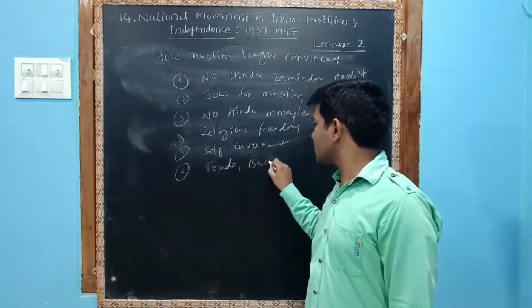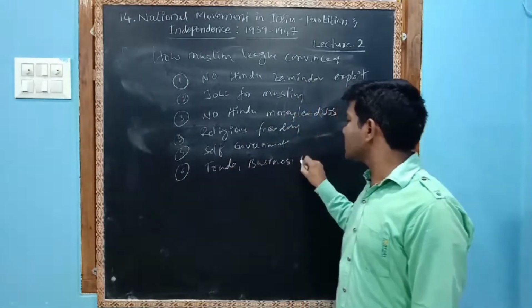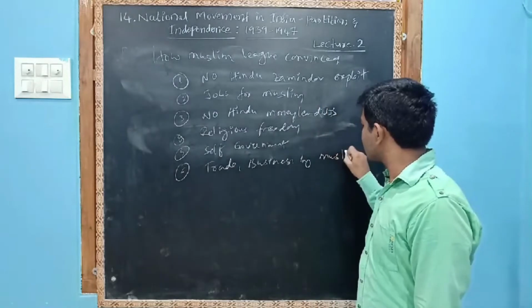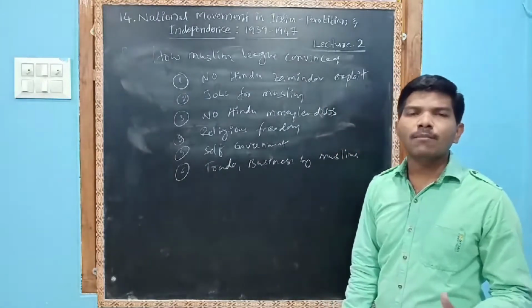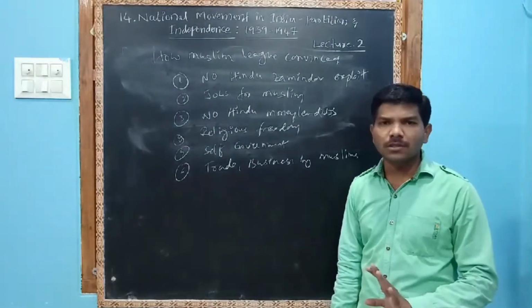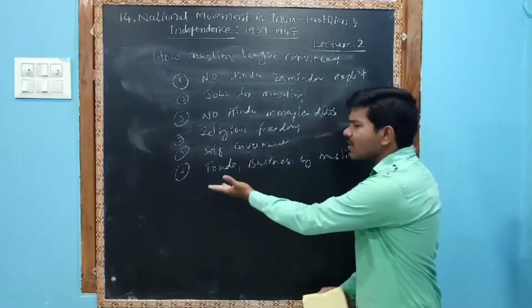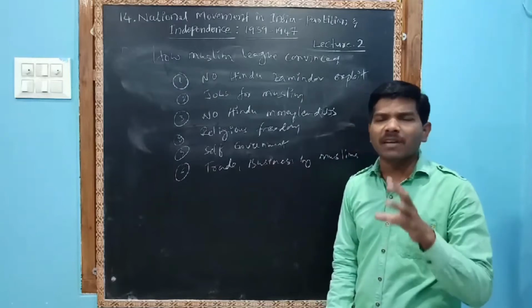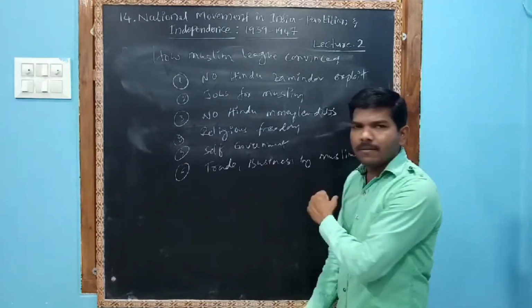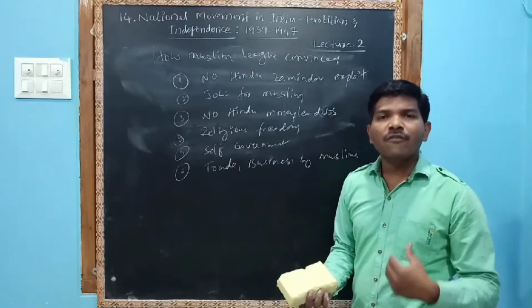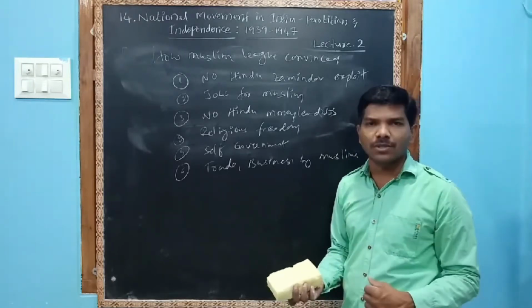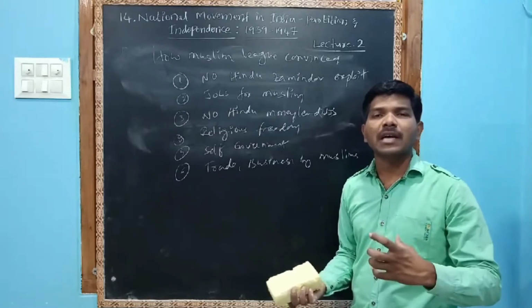Sixth, trade and business by Muslims, because in those days most of the businessmen in India were Hindus, and Muslim communities were very rare in trade. So the Muslim League convinced the people to accept the Pakistan resolution, a separate state or separate nation.